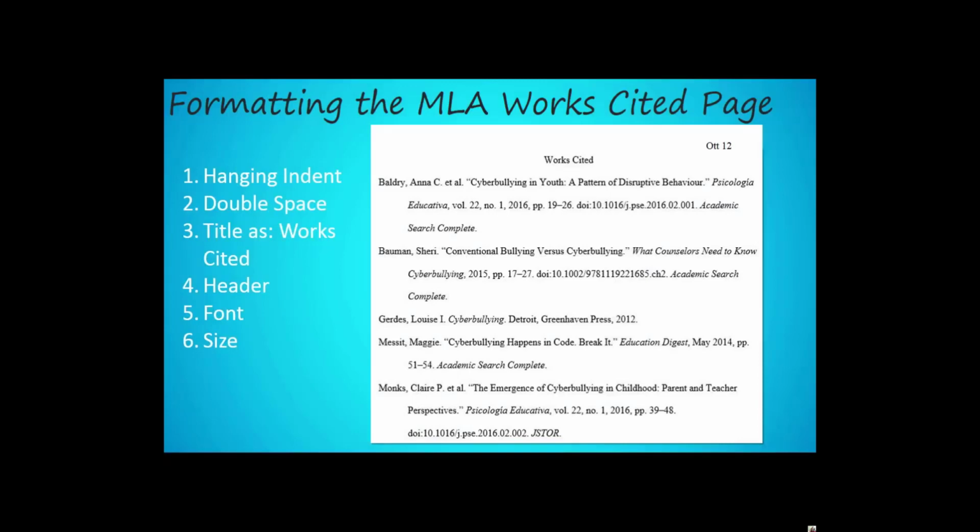And then the last thing that I want to mention is that you do need to alphabetize your citations by the first entry. So you do not want to number your citations. What you want to do is alphabetize them by whatever is in the first entry. Usually that's the author's last name, but sometimes you don't have an author's last name, so it starts with the title of the citation. And so whatever's in that first entry, it needs to be alphabetized. So you can see here I have Baldry, Bauman, Gerds, Messett, and Monks, so all in alphabetical order.